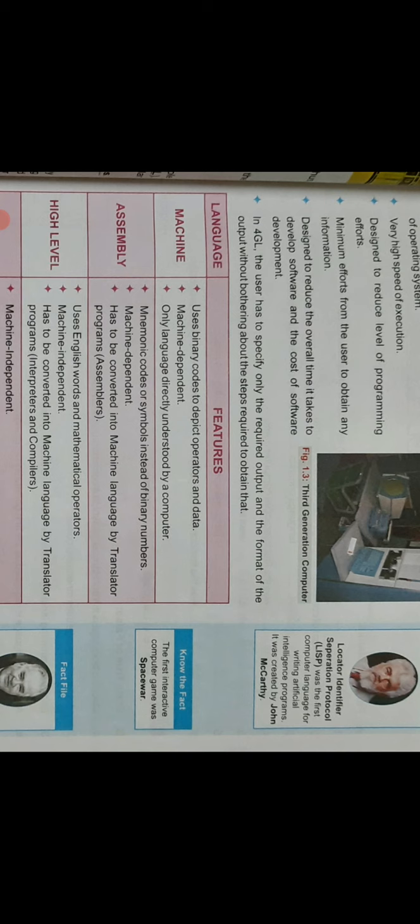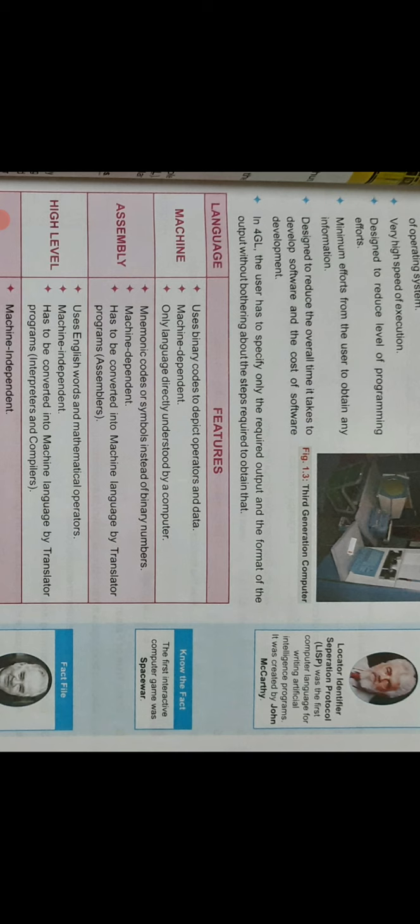Okay. Next question. Number 2. How is assembly language different from machine language? Assembly language, also known as second generation language, consists of mnemonic codes instead of zeros and ones. Assembly language programs require a translator called assembler to convert it to machine language.